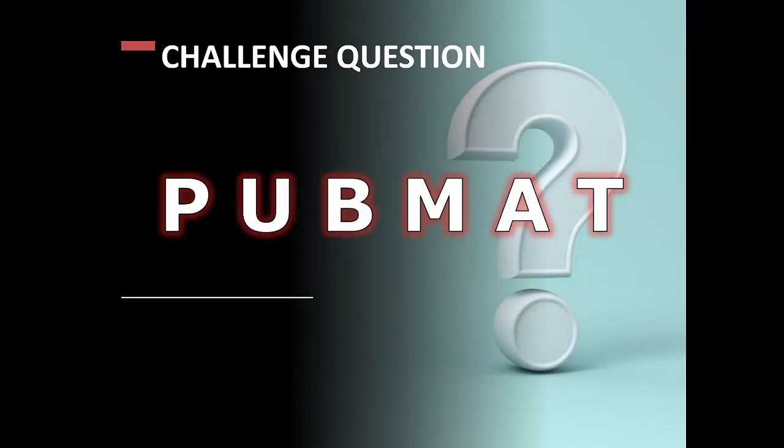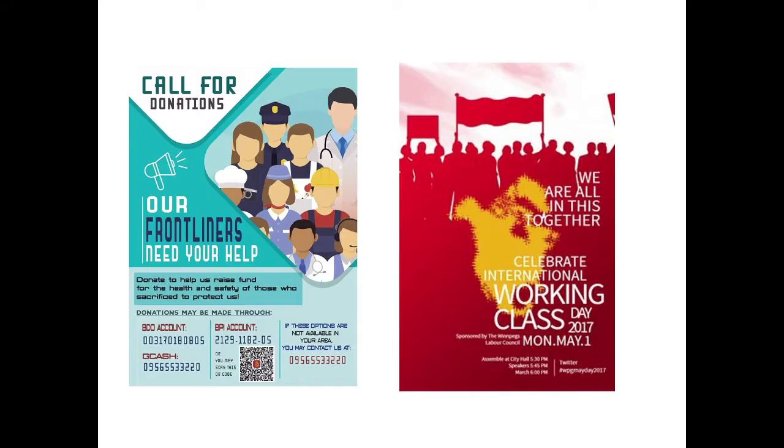Okay, first off, we have a challenge question. What is a PubMat? A PubMat is a collection of visual content that is used to promote an idea, concept, event, product, or service. One application software that is proprietary, which means that you need to buy the software to use it because it is owned by an individual or a company who developed it. So when you do a PubMat, it's like doing a poster. So I'll be showing you some examples of it.